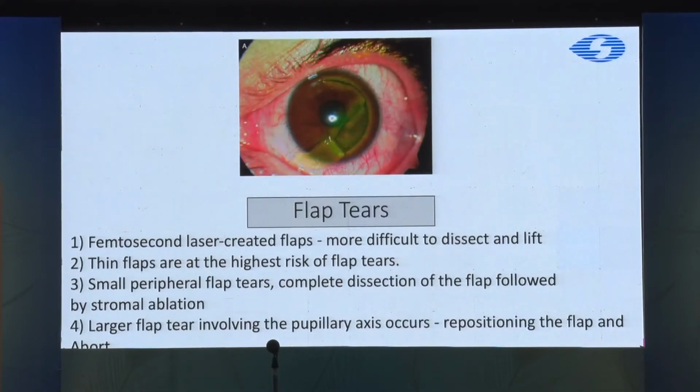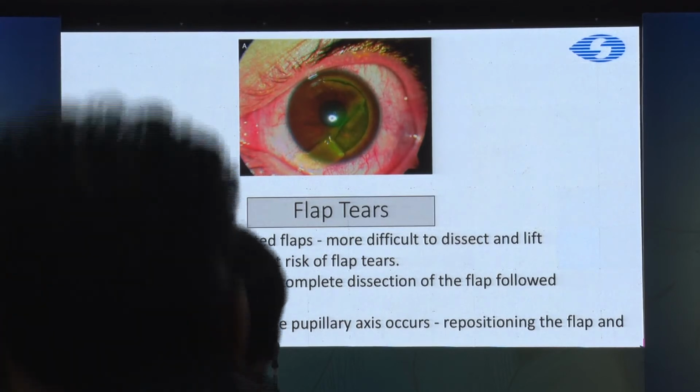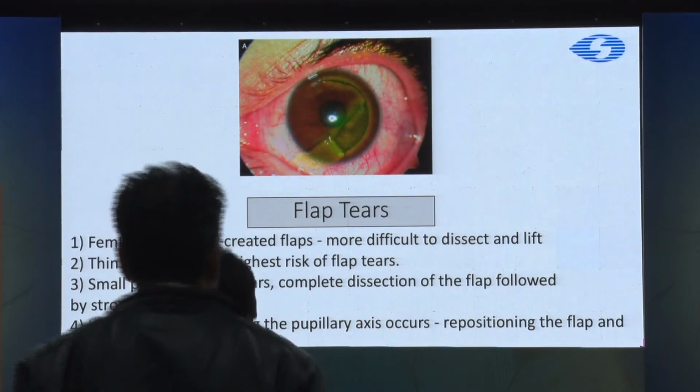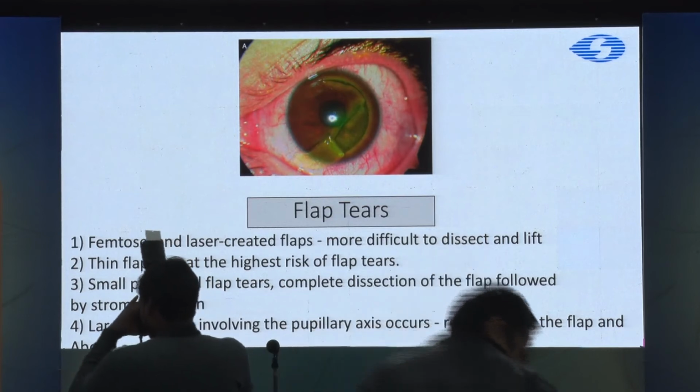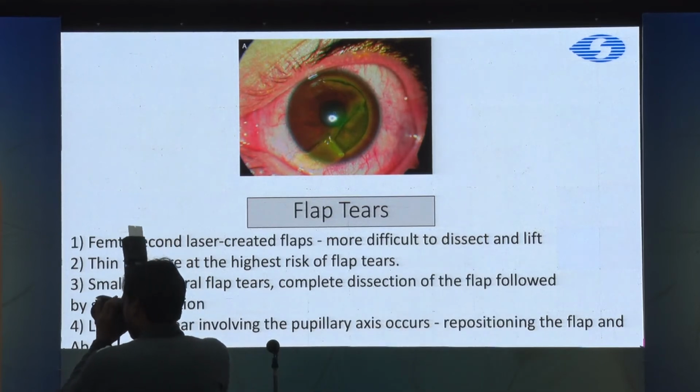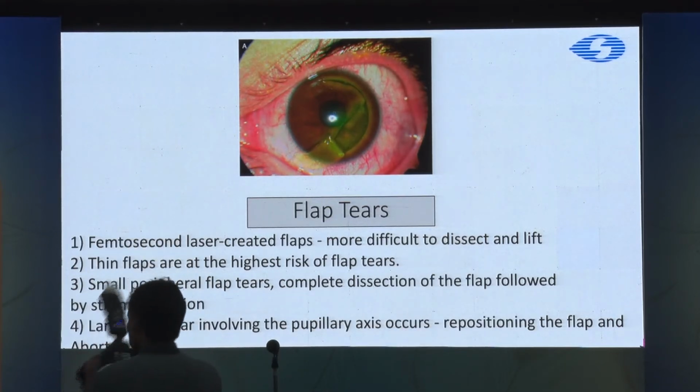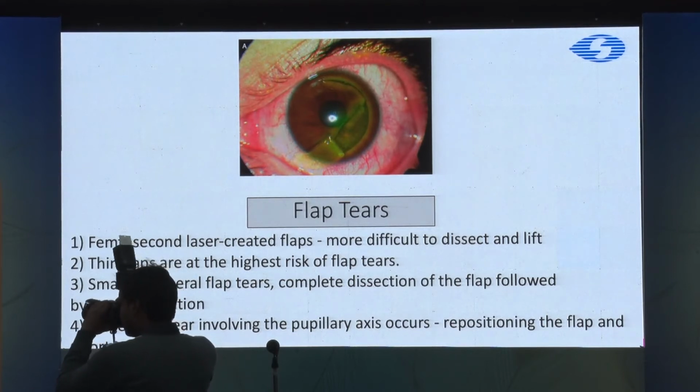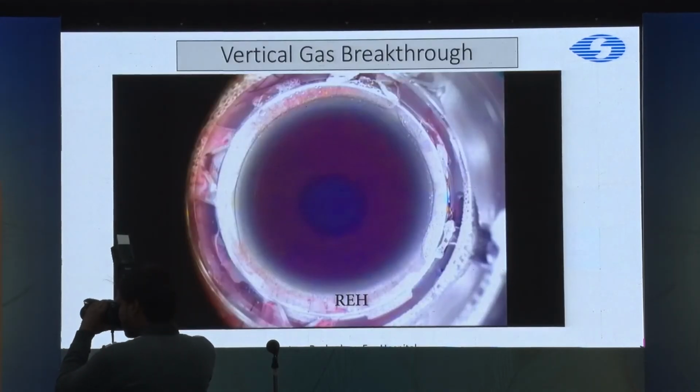Flap tears are not very common with femtosecond lasers recently, but thinner flaps are at higher risk for flap tears. That means anything less than 100 microns, 90 microns flaps. As the femto flap is a little bit more difficult to lift, you can have a flap tear. If it's in the periphery, there's again no problem. You can continue with your procedure. With a larger flap tear involving the pupillary axis, it's important to abandon the procedure, reposition the flap, and then shift to a surface ablation at a later date.